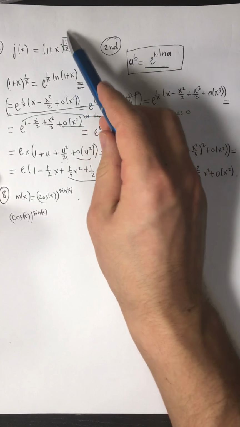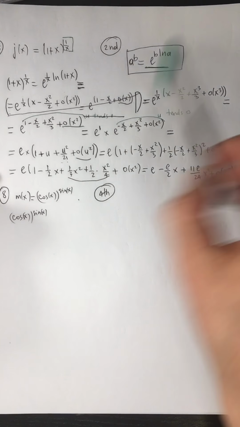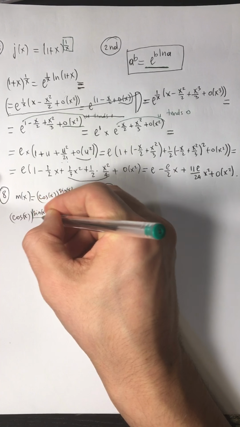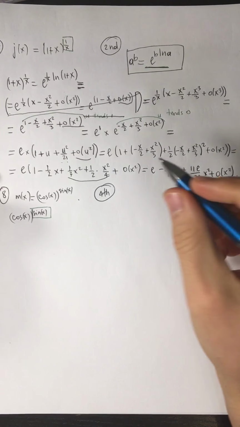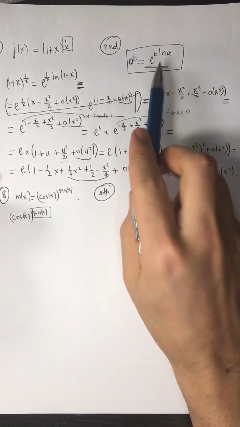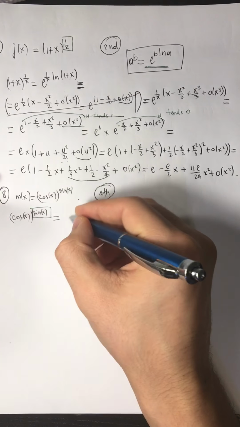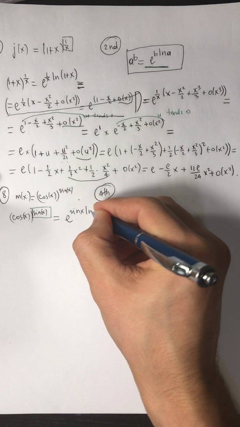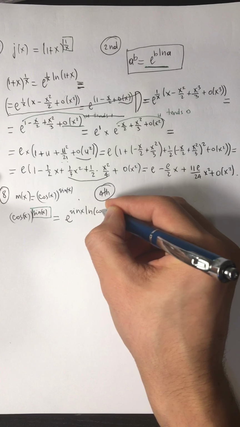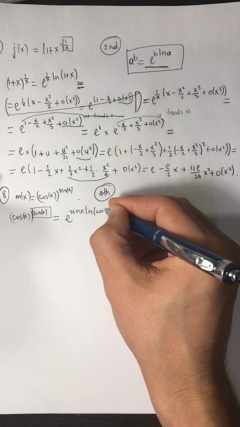Okay, so we have cosine x to the power sine x. Remember what we did in number 5? You focus on the power. What do you see in the power? Sine x, right? It's not just x, it's sine x. That's the reason why you must use this formula. So you can write this as e to the sine x ln cosine x.